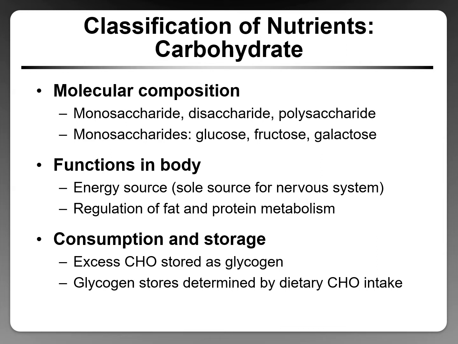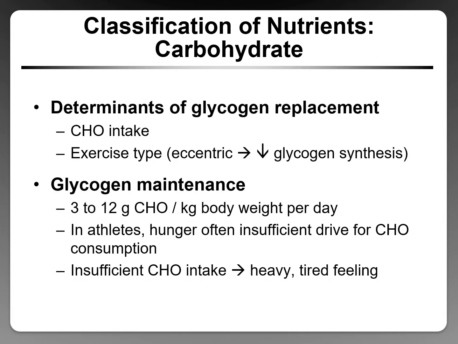If we look at the excess consumption of carbohydrates, that's going to be stored in the muscle as glycogen or in the liver as glycogen. And glycogen stores are often determined by your dietary carbohydrate intake. So the determinants of glycogen replacement are obviously going to be dependent on how much you're consuming, as well as the type of activity you are performing.